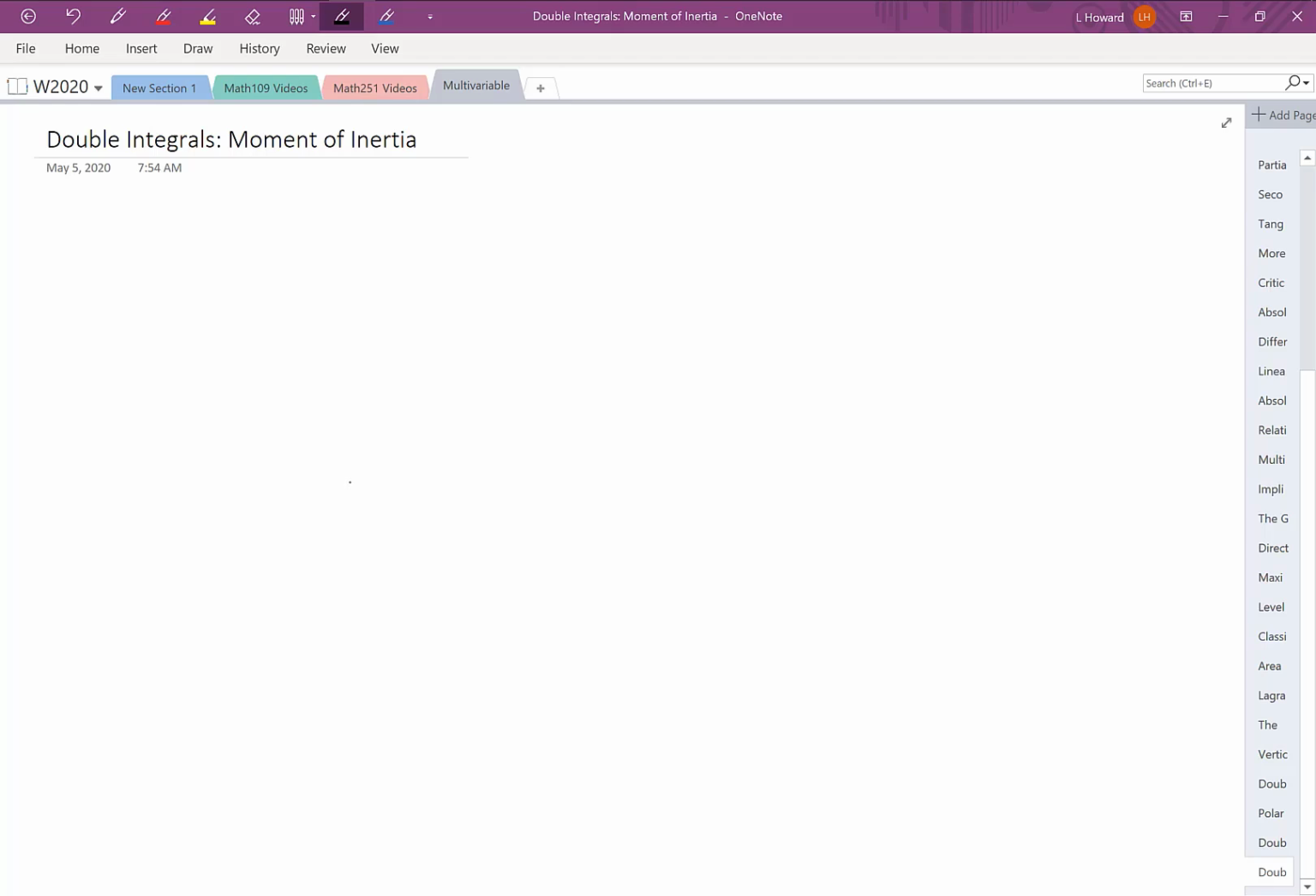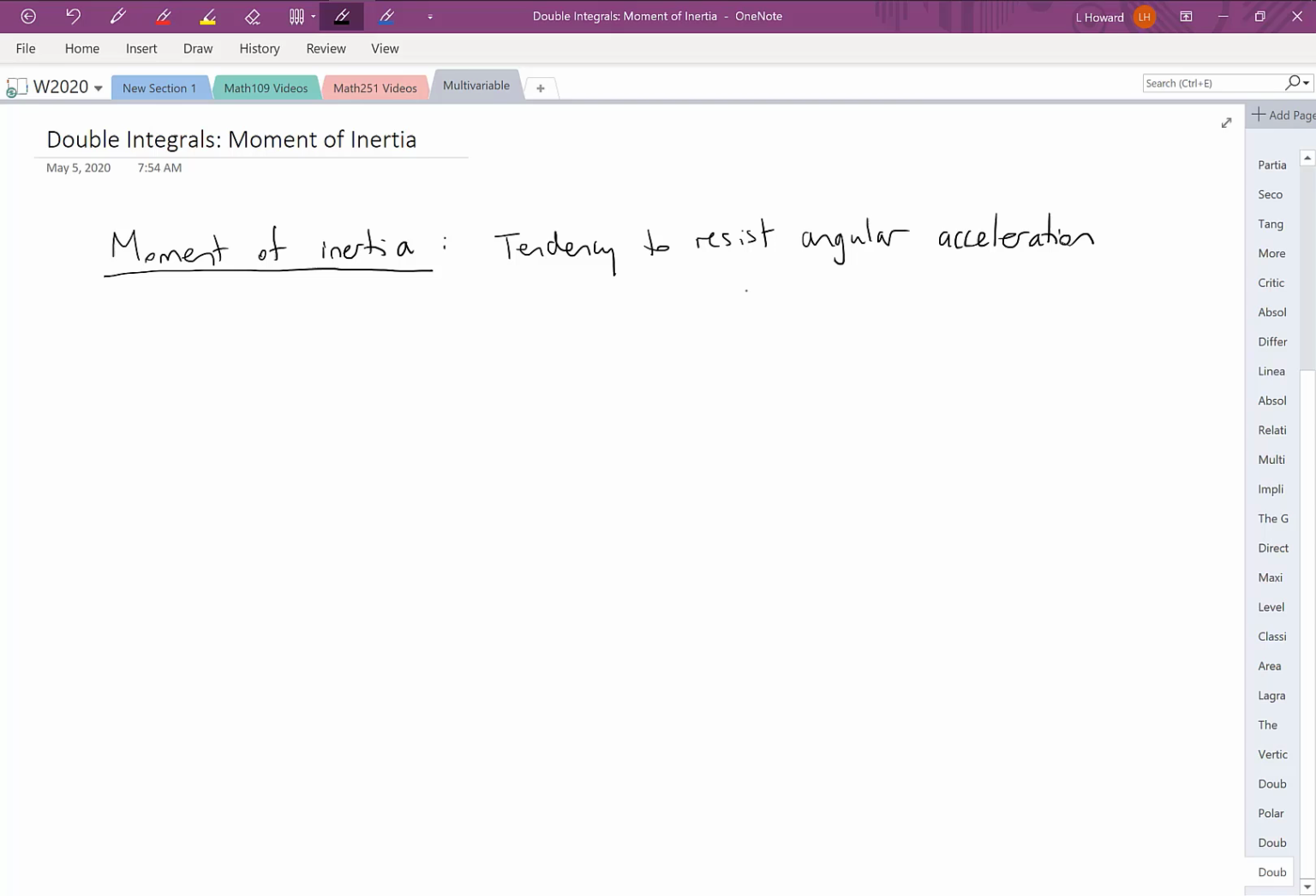In this video, we're going to use double integrals to calculate moments of inertia. So let's define what we mean by moment of inertia of an object. An object's moment of inertia is its tendency to resist angular acceleration. To say this differently, if an object has a bigger moment of inertia with respect to a certain axis, then it's less likely to accelerate around that axis.